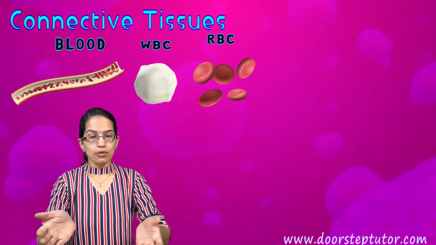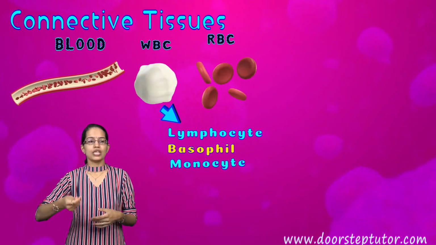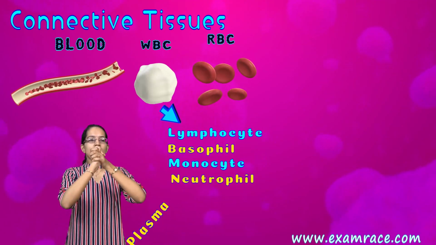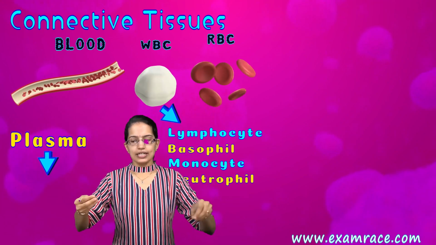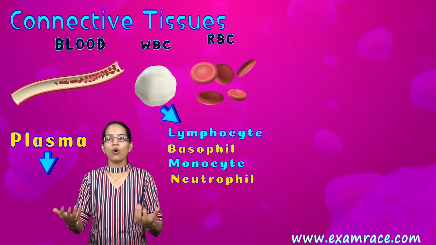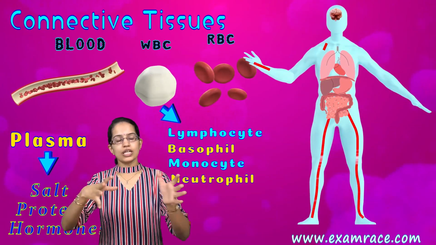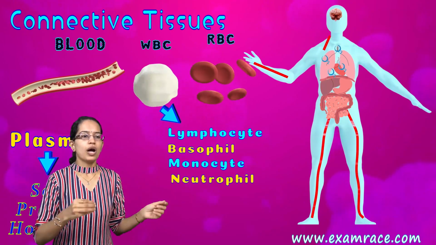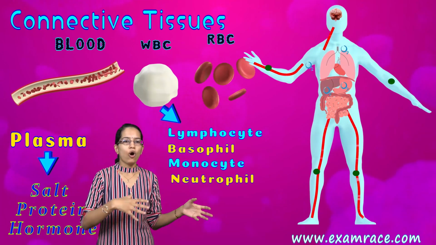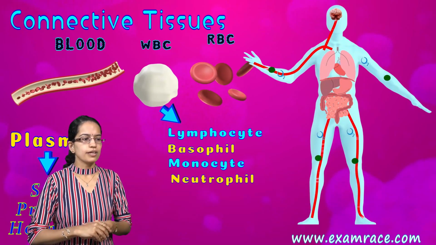Within the WBCs, you have lymphocytes, basophils, monocytes, neutrophils that are seen. This plasma not only contains WBC, RBC, platelets, but besides that, you also have salts, proteins, hormones that are present there. Blood flows and transports the gases. You have digested food, hormones and waste material which is circulated to different parts of the body.